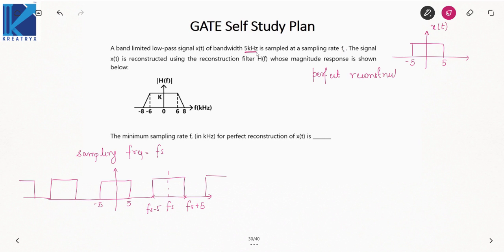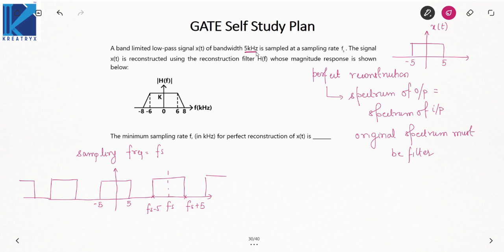Now if you want perfect reconstruction, the condition is that the spectrum of output should be the same as the spectrum of input. If both must have the same spectrum, that means the original spectrum must be filtered. You should filter only the original spectrum and nothing else.